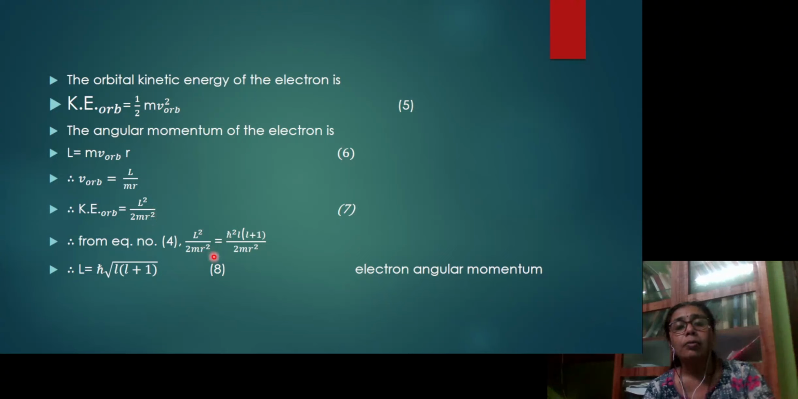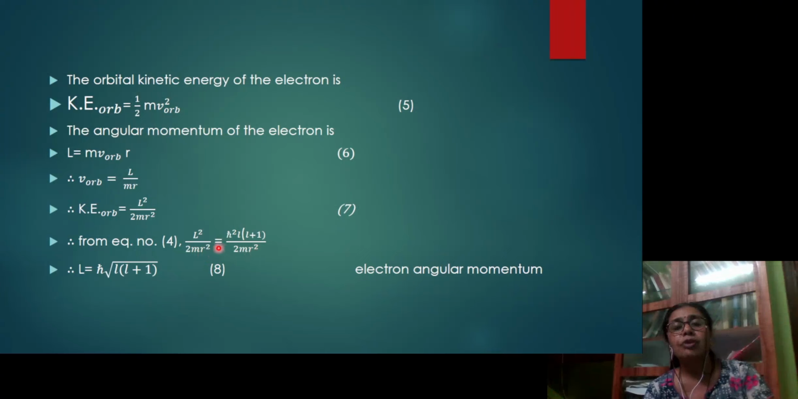In the previous slide we have seen that kinetic energy orbital was equal to h cross square into L into L plus 1 divided by 2mr square. Now here from equation number 7 we have obtained that kinetic energy orbital is L square upon 2mr square. So from equation number 7 and equation number 4 we have got this equality. Now if you look at the two sides of this equation, the denominator will get cancelled out.